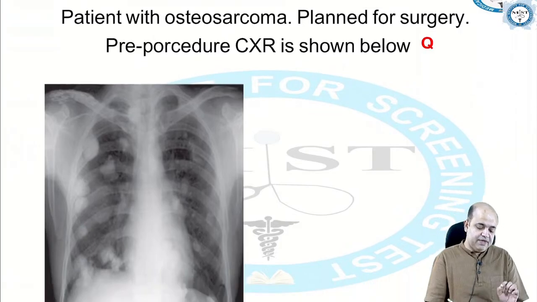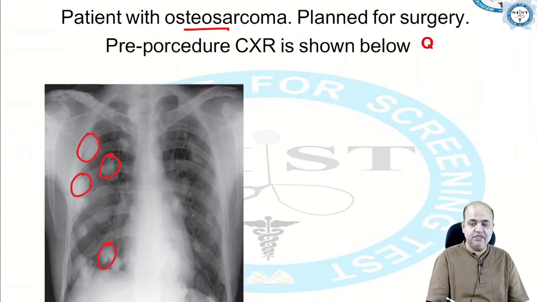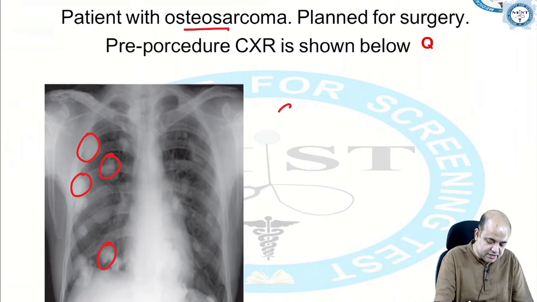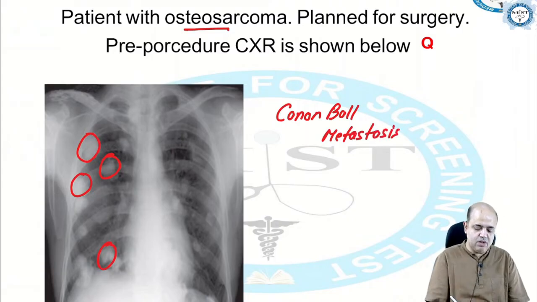What do we see here? Patient with an osteogenic sarcoma, pre-procedure, pre-surgery, the chest X-ray has been done and it shows large, well-defined masses. This is cannonball metastasis.